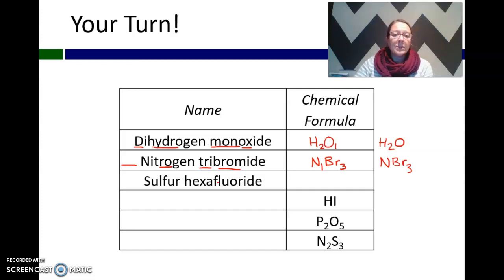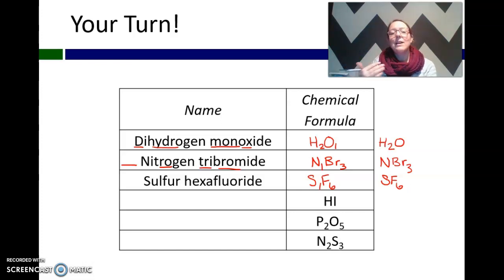Last one for our formulas, we have sulfur and hexafluoride. That's the element fluorine with its -ide suffix on the end. There is no prefix in front of sulfur, but there is a prefix for fluoride. Hexa means 6, SF6.